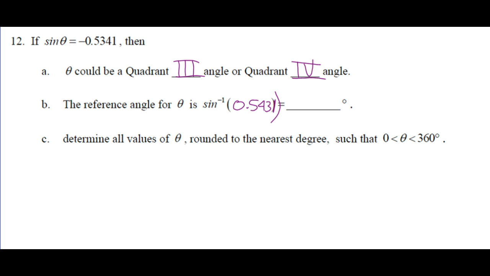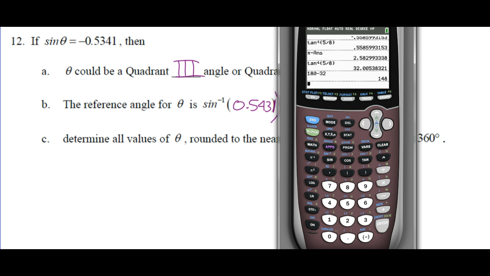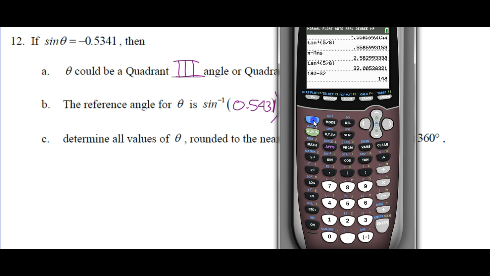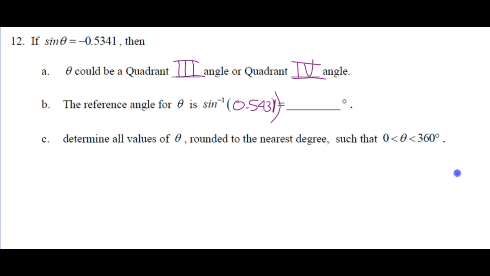Its reference angle is, and we need degrees, so we have to flip modes again. It's in degrees. So I'm going to go sine inverse of the positive value, because if I do negative, it's going to give me a negative angle. It'll take me into quadrant 4, which could be useful, except it'll be a negative angle, and we don't want to deal with that. So we go 0.5431, and we get 32.89. Round it to the nearest degree. Determine all the values of theta, rounded to the nearest degree. So let's call this 33 degrees.